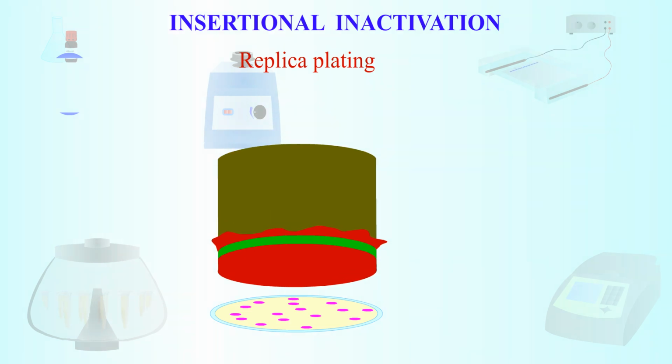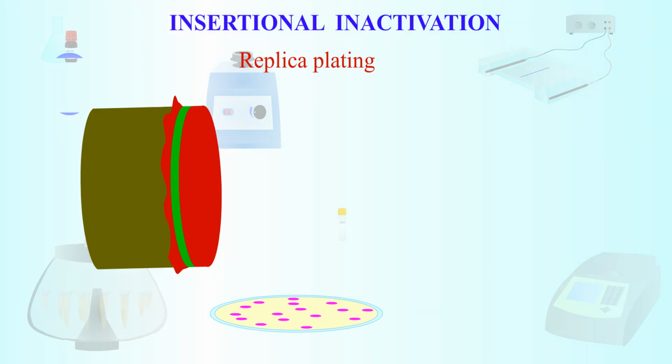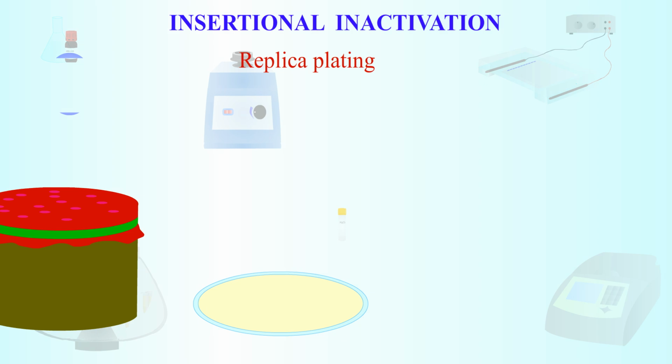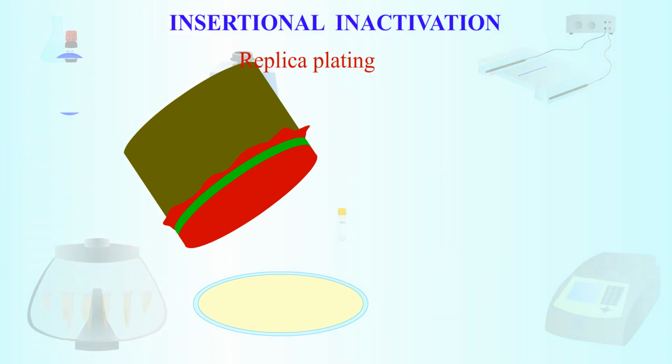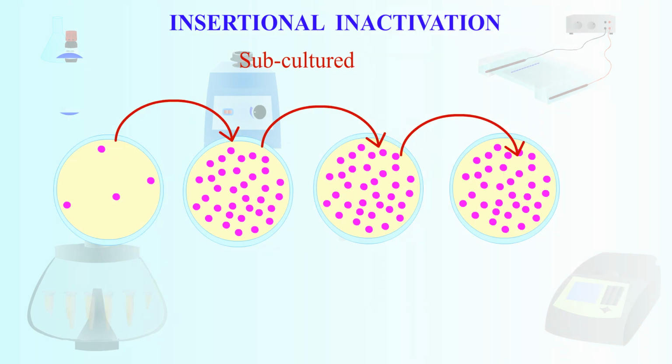All the cells that grew in the tetracycline-containing medium are then replica-plated onto a medium containing ampicillin. The cells that contain the recombinant plasmid will not survive in this medium, because the resistance gene for ampicillin is lost due to the insertional inactivation process. Hence, the recombinants have been identified, and they will be further subcultured for isolation.